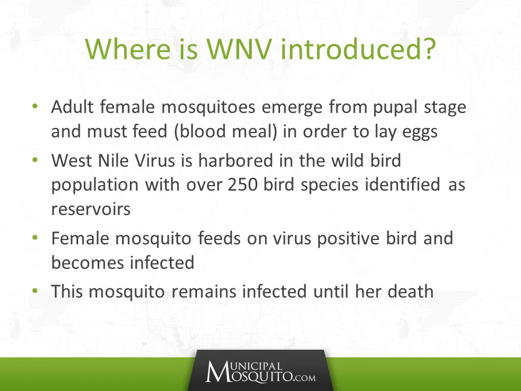Where in the cycle is West Nile virus introduced? West Nile virus is harbored in approximately 250 species of wild birds, probably more, but the main reservoir in this area are English house sparrows and mourning doves. The female flies up into the roost and feeds on virus-positive birds. She becomes infected, and then that female mosquito is positive for disease until the day that she dies, which, with our mild winters here in North Texas, she very well may overwinter and be one of the early individuals the next season to begin the amplification of the disease.